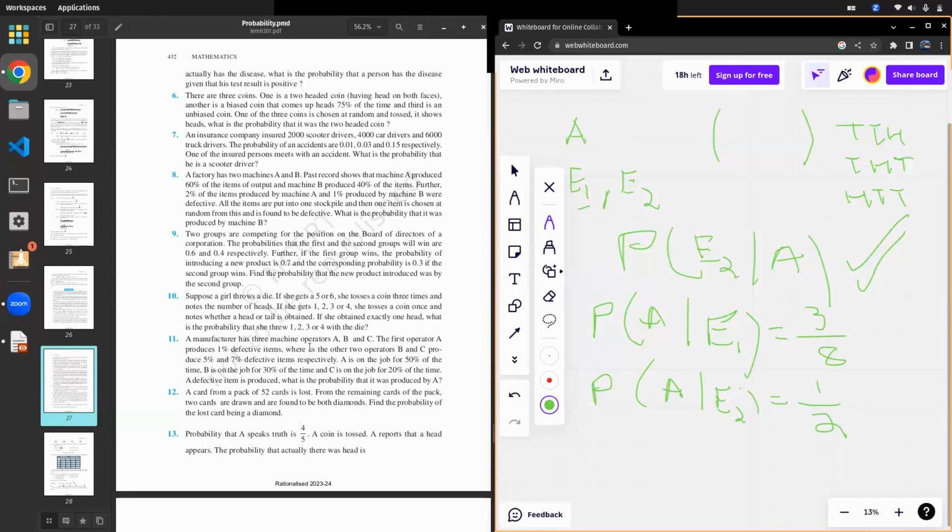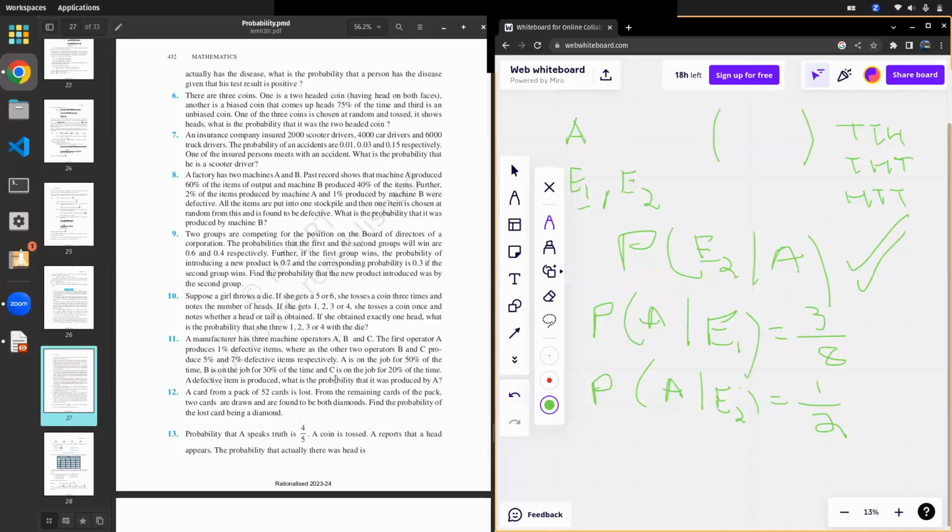The manufacturer has three machine operators, A, B, C. The first operator A produces 1% defects, the second produces 5%, and the third produces 7%. A is on the job for 50% of the time, B is on the job for 30% of the time, and C is on the job for 20%. A defective item is produced. What is the probability that it is produced by A? So this question is similar to the seventh question. So we can directly use the Bayes theorem and substitute the values, and we will get our required answer.